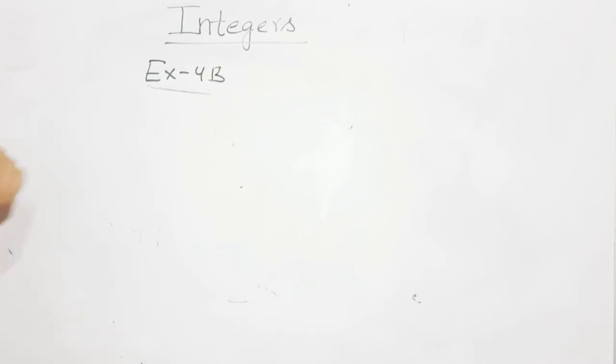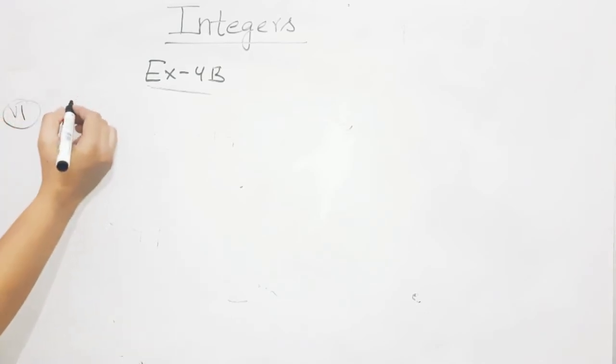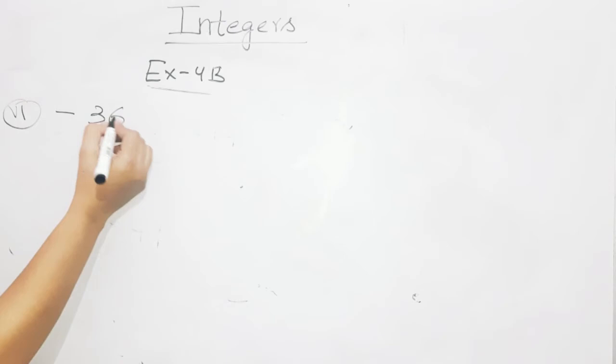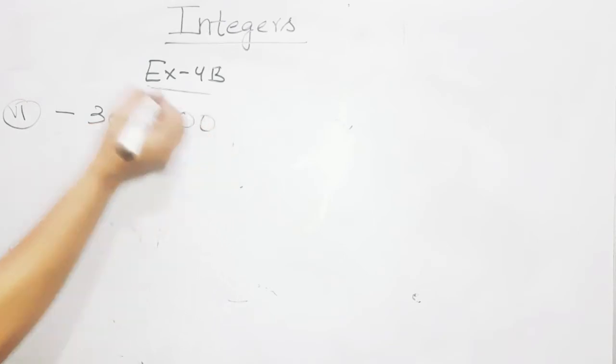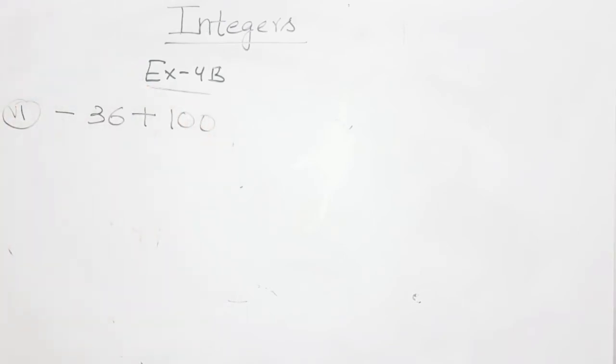I am going to explain you about the sixth option. So the sixth option is minus 36 plus 100. One is positive, one is negative, and the number with the greater value has a positive sign. That means we have to subtract and the result will have a positive sign.